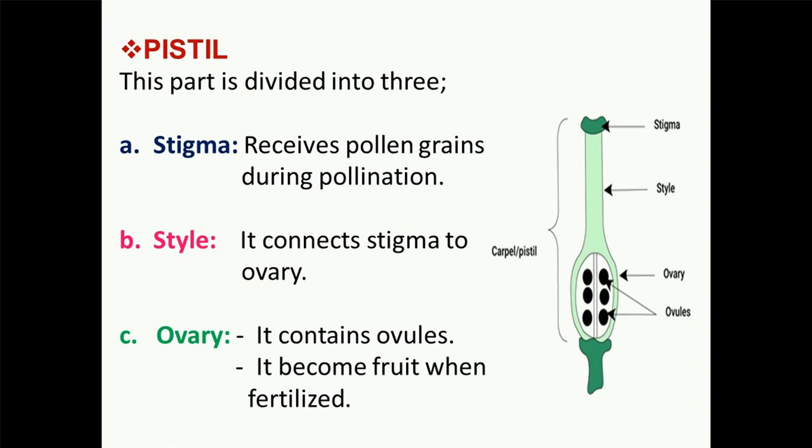Now the pistil has three parts, don't forget: the stigma, the style, and the ovary. And inside the ovary we have several ovules.